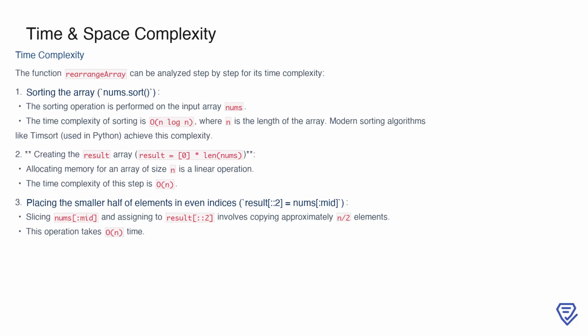Next, we allocate memory for the result array with the statement result = [0] * len(nums). This involves creating an array of size n, which is a linear operation with a time complexity of O(n). Finally, we place the smaller half of the elements into the even indices of the result array using result[::2] = nums[:mid]. Here, slicing nums[:mid] and assigning to result[::2] requires copying approximately half the elements of the array, which also takes O(n) time.